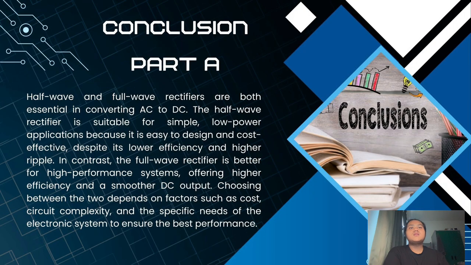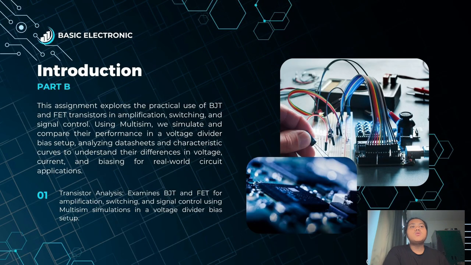Conclusion for Part A: half wave and full wave rectifiers are both essential in converting AC to DC. The half wave rectifier is suitable for simple low power applications because it is easy to design and cost effective, despite its lower efficiency and higher ripple. In contrast, the full wave rectifier is better for high performance systems, offering higher efficiency and a smoother DC output. Choosing between the two depends on factors such as cost, circuit complexity and specific needs of the electronic system to ensure the best performance. That's all for me.